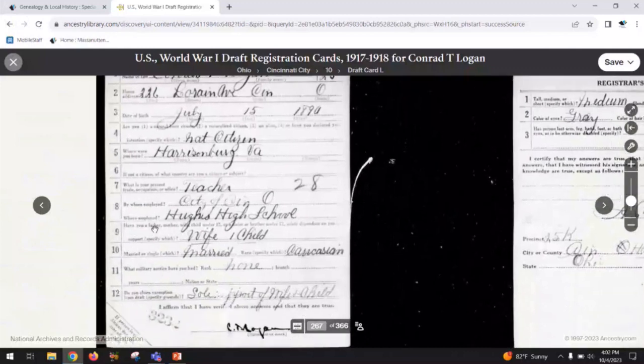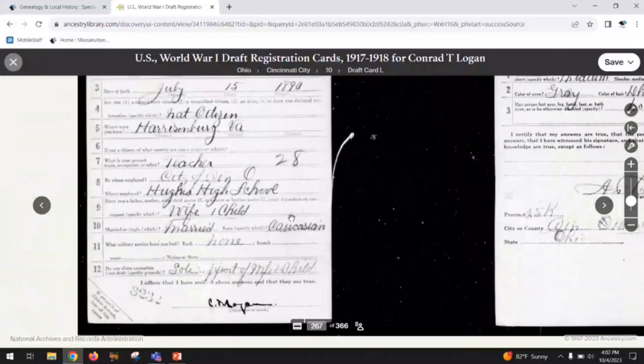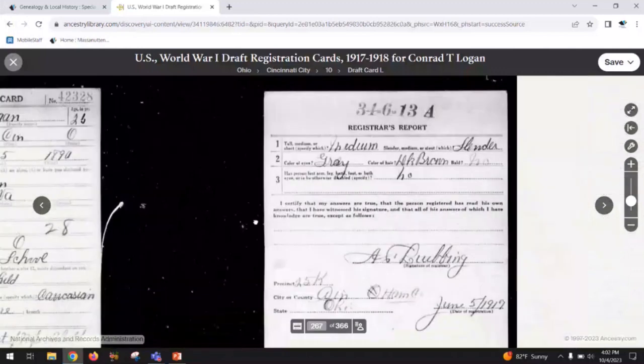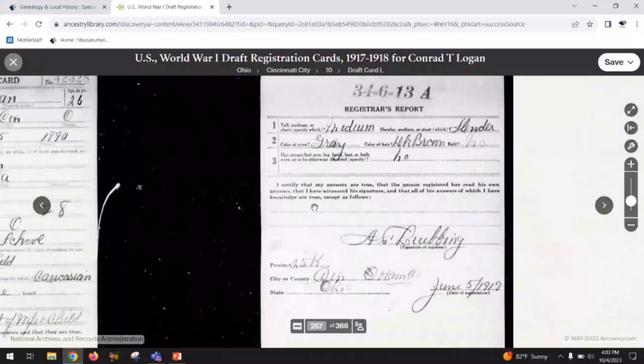And at this point, he was teaching at a high school in Cincinnati. He just had his wife and 1 child, which we know by 1920 from the census he had 2 children. One thing that I like about the World War I cards is that they give us an idea of what the ancestor looked like. So we can find out that Conrad was of medium height, slender build, with gray eyes and dark brown hair. He wasn't bald and he hadn't lost an arm, a leg, or anything like that. So we can kind of get an idea of what he looked like.